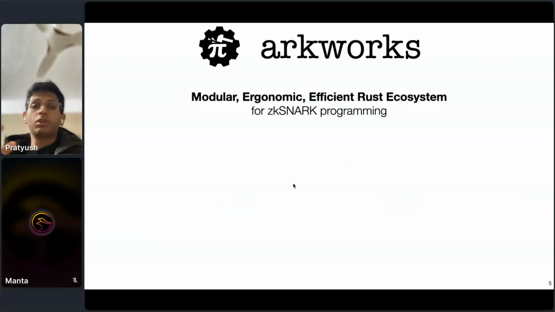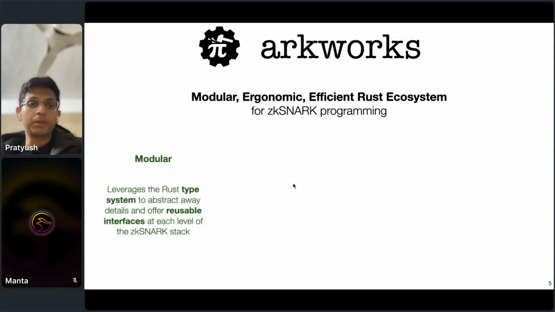So we try to construct a modular, ergonomic, and efficient Rust ecosystem for zkSNARK programming, right? So from a modularity perspective, we leverage the Rust type system in Arkworks to abstract away details and offer reusable interfaces at each level of the stack. And this is how we allow people to swap in and out components easily, swap out elliptic curves, swap out SNARKs, and so on, as we'll see later in the talk.